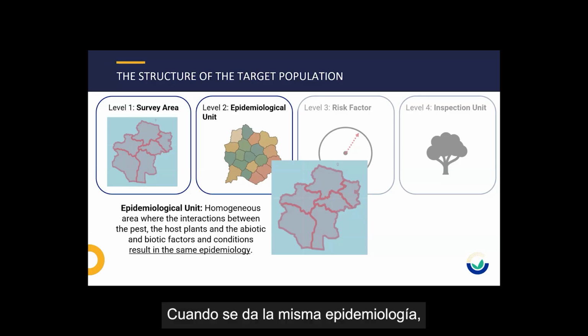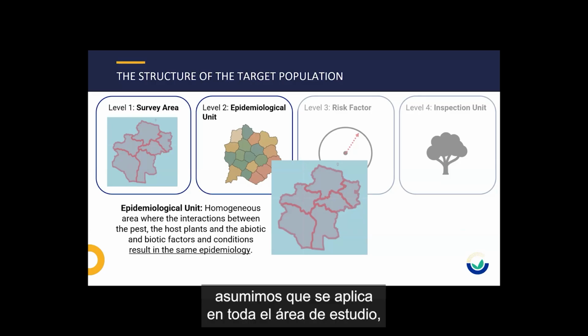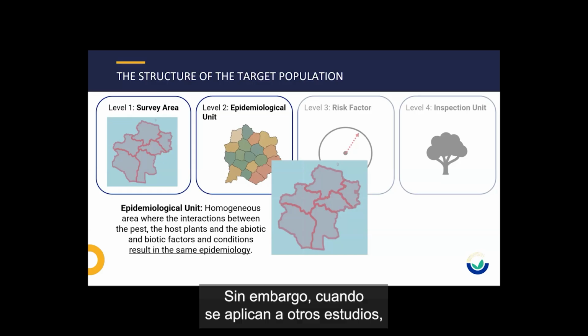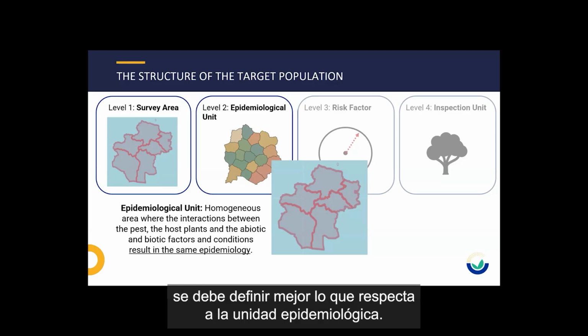So when we have the same epidemiology there, we assume it is for all of Surveyland, which is quite a large assumption to have the same structure over 78 million hectares. But when you apply this in other surveys, it should be a little bit more detailed with regard to this epidemiological unit aspect.